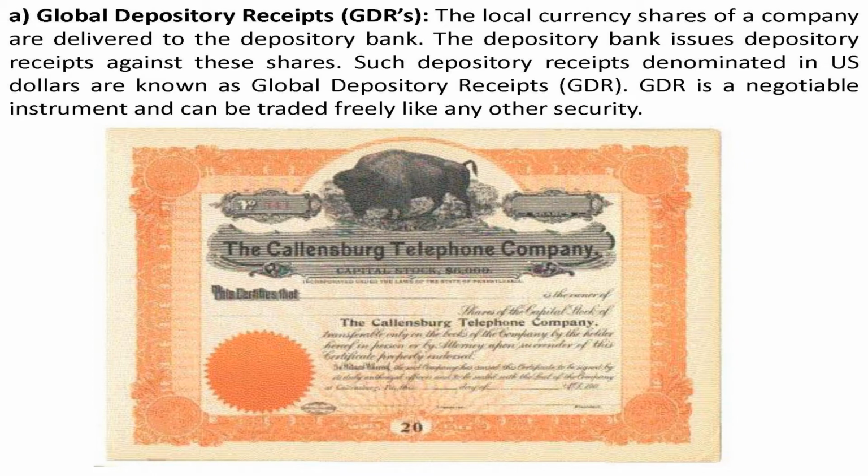Global Depository Receipt (GDR). The local currency shares of a company are delivered to the depository bank. The depository bank issues depository receipts against these shares. Such depository receipts denominated in US dollars are known as Global Depository Receipts. GDR is a negotiable instrument and can be traded freely like any other securities.